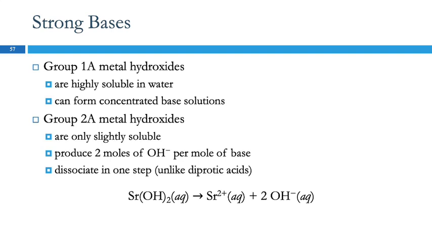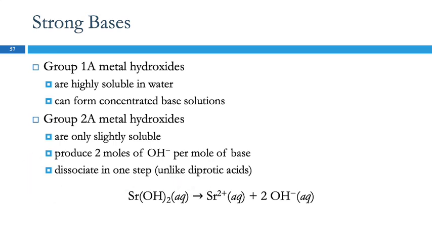So the group 1A metal hydroxides are used a lot because they're highly soluble and we can make concentrated solutions. So when we do acid-base titrations, we usually use sodium hydroxide. And that's because it is very soluble and you can get higher concentrations. The group 2 metal hydroxides are only slightly soluble. So you can only have low concentrations, and they produce 2 moles of hydroxide per mole of the base. So that's something you need to watch out for.